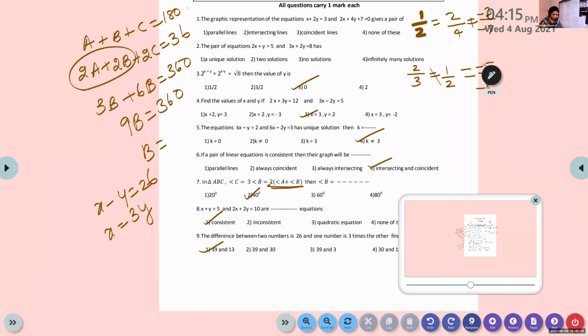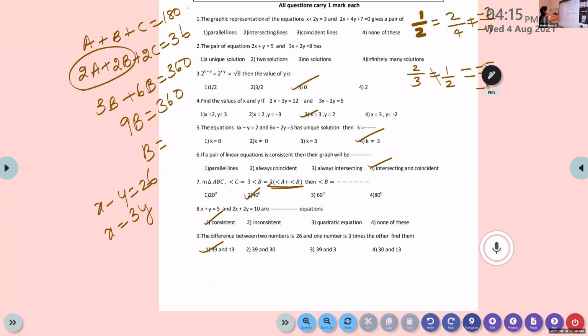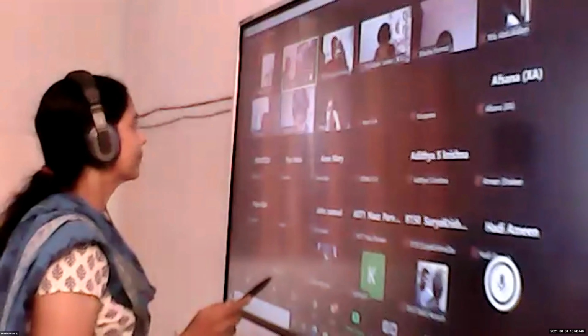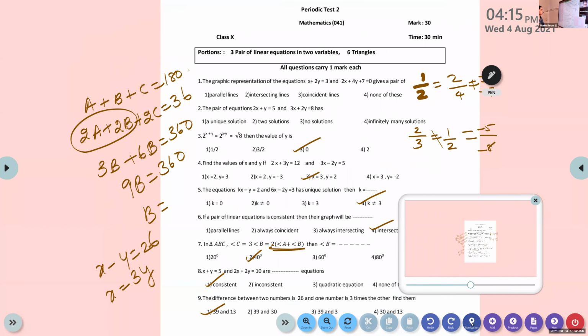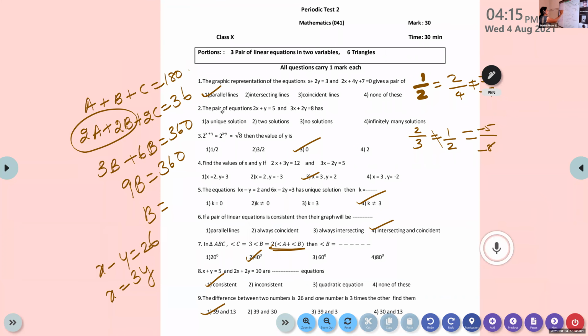It is okay. Just for discussion, if you have any doubt, you can clear it. That's all. Okay, children, I think I will end this one. Ma'am, first one answer. First one, what is the answer? Are they parallel or intersecting? It is parallel, isn't it? And the second one, it is a unique solution. Yes, ma'am.